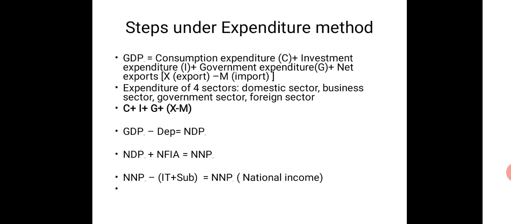Rest is all the same. From gross to net, you deduct depreciation. Domestic to national, you add net factor income from abroad. And here also it is GDP-MP, so you need to convert into FC. So you minus NIT, that is, you get NNP-FC.